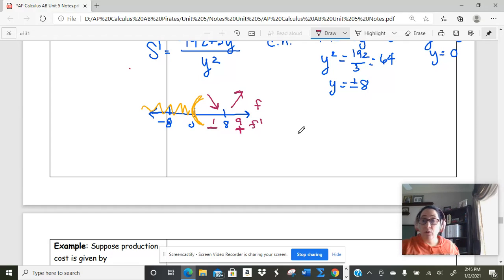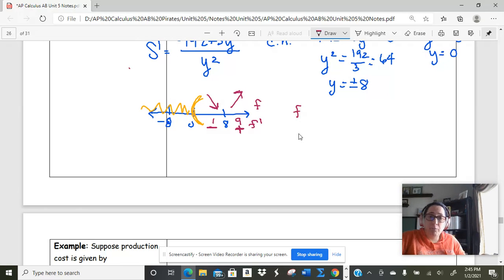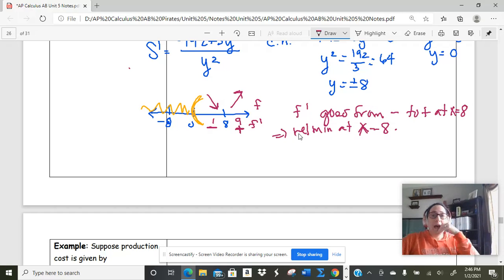But wait, we've only shown a relative minimum because if all I say is that f prime goes from negative to positive at x equals 8, that only tells me that I have a relative min at x equals 8. And I don't want a relative min, I want the absolute min because it said, where is it a minimum, right? So how do I show that that's the absolute?